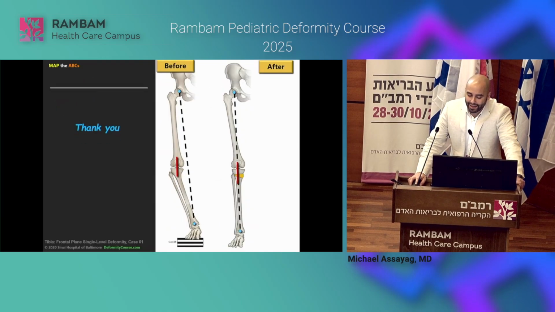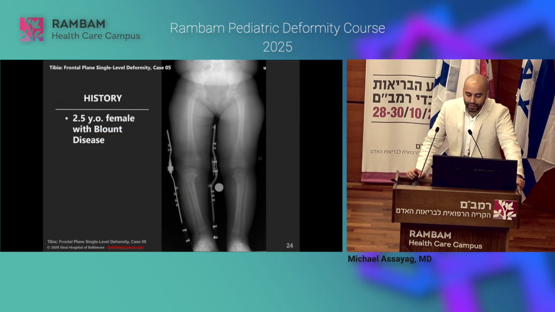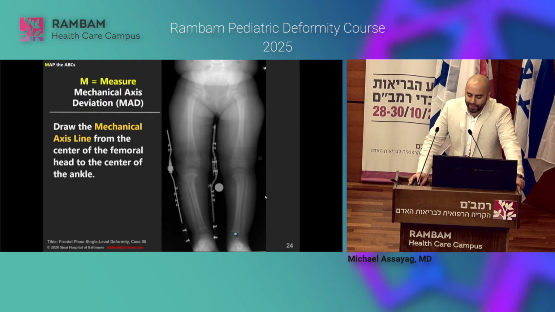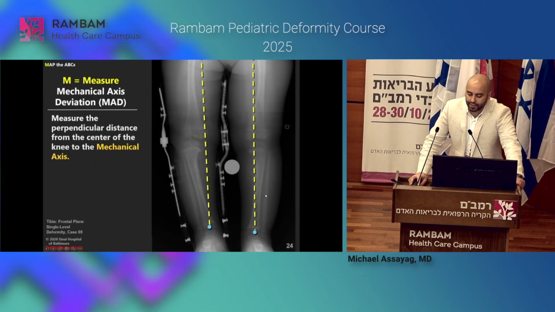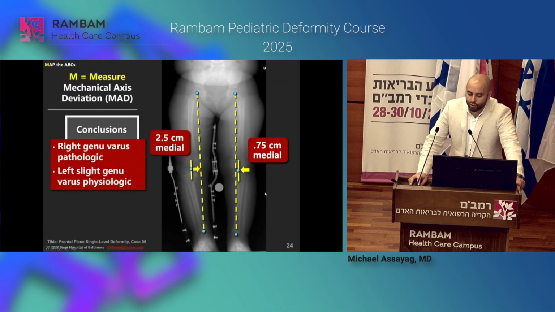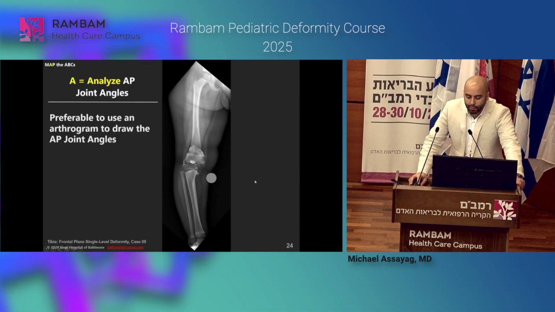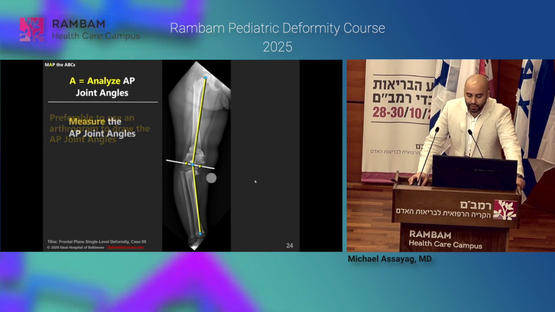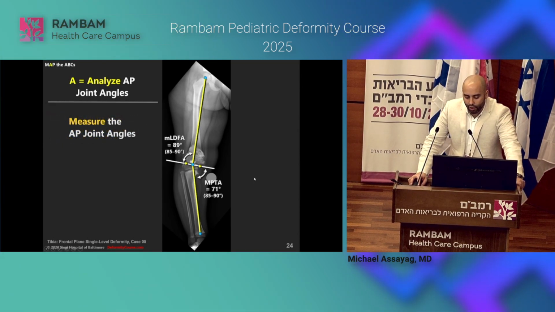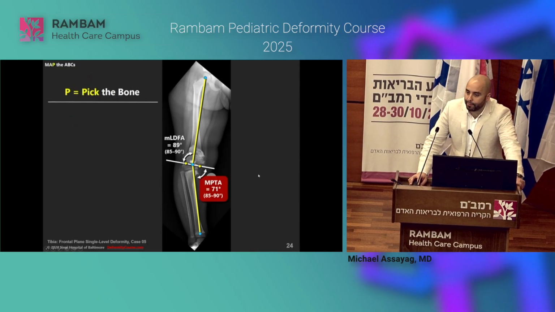We have a minute and a half to run the next case, a real life case. So this is a 2.5-year-old girl with Blount disease. And very quickly, we measure the mechanical axis deviation. It's in varus, it's medial. So we go straight into the joint angles. Joint angles here are done intraoperatively with an arthrogram. It's much easier, but you could also derive it on the pre-op x-rays. And we find that there is a normal LDFA, an MPT of 71 degrees, and we decide to pick the tibia for the correction. Pretty standard so far.